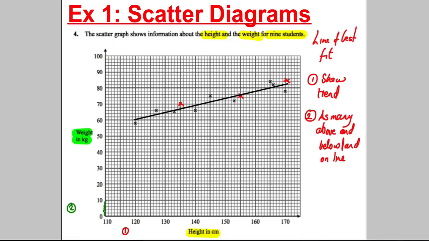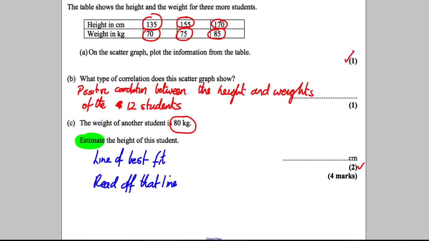Let's see why. Let's highlight why that's a good one. We've got 1 on the line, 2 on the line, roughly 3 on the line, and you've got 1, 2, 3, 4 below, and 1, 2, 3, 4, 5 above. That's a decent line of best fit, okay? So that's going to be my line of best fit, and I'm going to read off it.